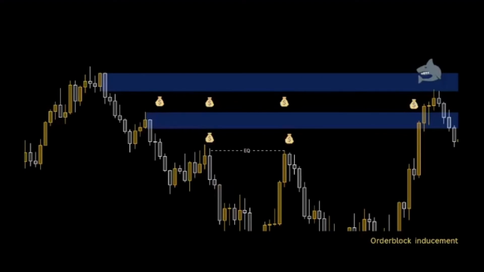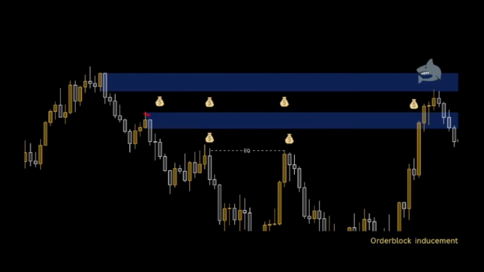And it's not just order block inducement, but it's kind of smart money inducement levels. Why do I call it smart money inducement levels? Because people trading the smart money concept will be induced into this if they don't understand it properly and have good experience in the markets. So what do I mean with order block inducement or smart money inducement?